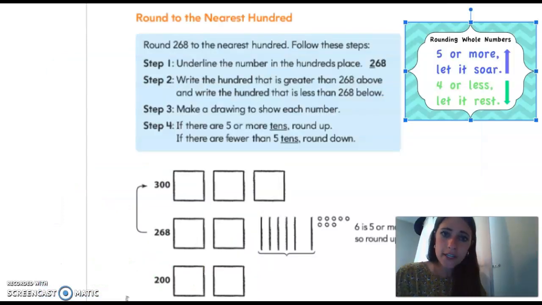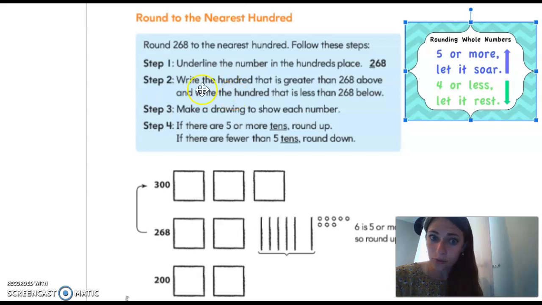So when you're rounding to the nearest 100, it's important to follow these steps. This is on page 363 in your math workbook. So you can go ahead and follow along with me or just look at my screen. Okay, it says to round 268 to the nearest 100. Follow these steps. Step 1, underline the number in the hundreds place. Okay, so here's my hundreds place. I'm underlining that number. We did the same thing when we were rounding to the nearest 10.